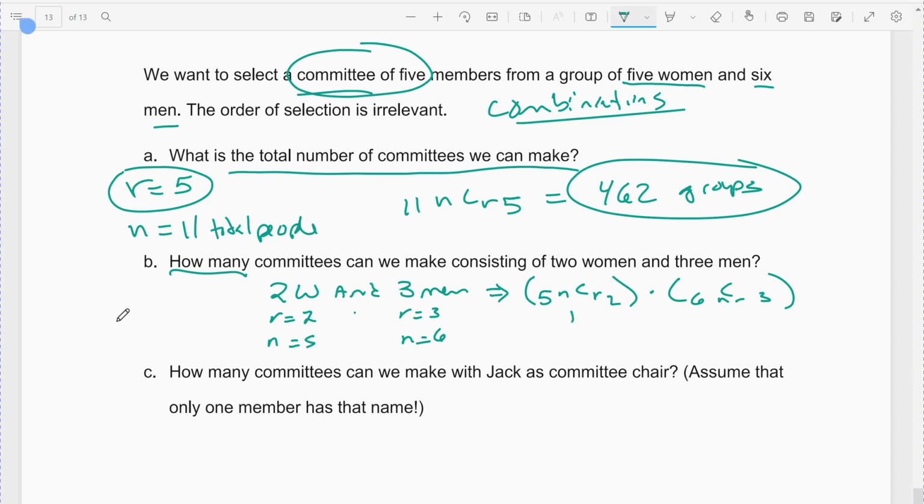Alright, so you fill that out. This is 10 times 20. We'll multiply because it's "and." So there's a grand total of 200 ways we can pick a committee with exactly 2 women and 3 men.